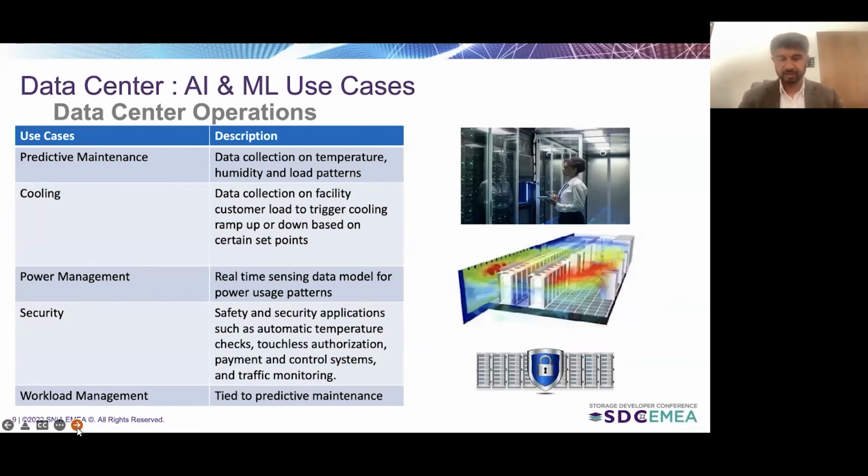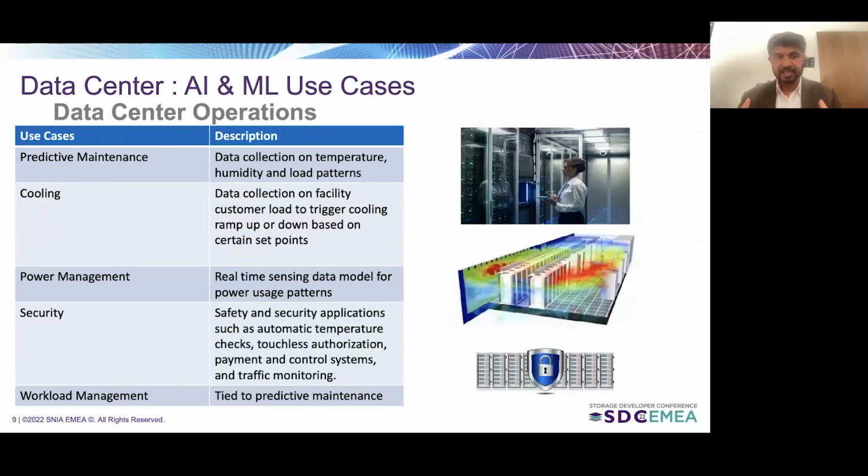Here are a few use cases that will go into more detail as to why PCIe and the data center are so important, especially from an interconnect viewpoint. Predictive maintenance is described as data collection on temperature, humidity, and load patterns. Cooling: data collection on facility and customer load to trigger cooling ramp up or down based on certain set points. Power management: real-time sensing data model for power usage patterns. Security applications such as automatic temperature checks, touchless authorization, payment and control systems, as well as traffic monitoring. And finally, workload management, which is tied to predictive maintenance.